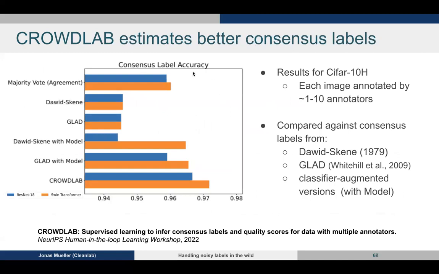So here we're just evaluating the accuracy of consensus labels from real image data, from real CIFAR-10 data labeled by 1 to 10 human annotators. And we compare it against classical algorithms like Dawid-Skene and GLAD, as well as classifier augmented versions of those classical crowdsourcing algorithms. And we see that the resulting consensus labels you get from this approach are much more accurate. And yeah, for more details, you can refer to our paper down here. I think I'm pretty much at time, but if you want me to keep going, I'm happy to.